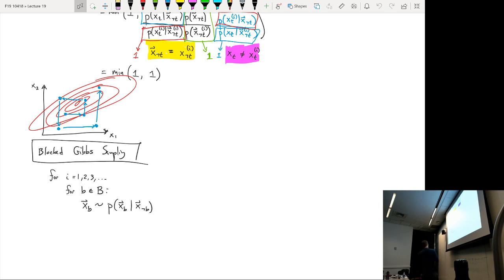Okay, so this is sort of a generalization of the regular Gibbs sampler, except that now what we're saying is that b is not an element in the index set 1 through n, but rather b is a subset of the index set, 1 to n. You could say this is a subset of the variable indices.